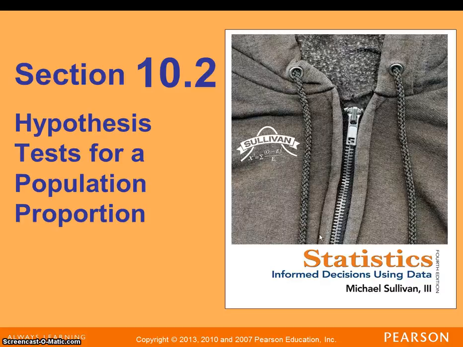Okay, well that should wrap up section 10.1, so the next thing we'll look at is section 10.2 on hypothesis tests for a population proportion.